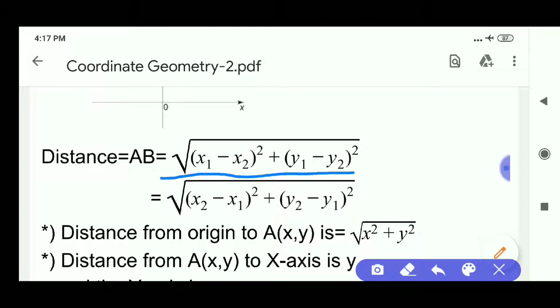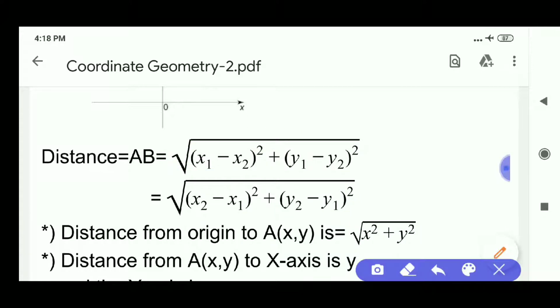We can write it in another way also: root over (x2 minus x1) whole square plus (y2 minus y1) whole square. It is nothing but the difference of x coordinates whole square, similarly the difference of y coordinates whole square, and their sum under an overall square root.